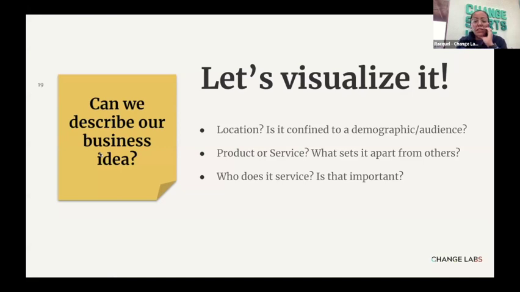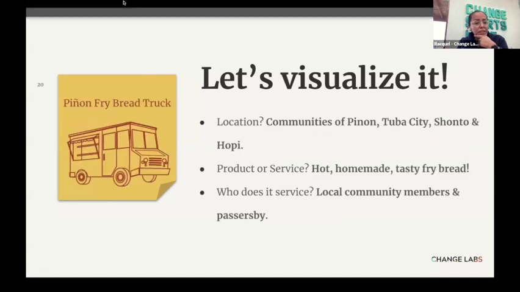So those are questions you can take into consideration, and I can put that in the chat too if you guys want to use that as kind of a guide for your sheet that you're working on. Hopefully you're working on it right now. And then we can get to the next slide. We're going to visualize what our statement could be.